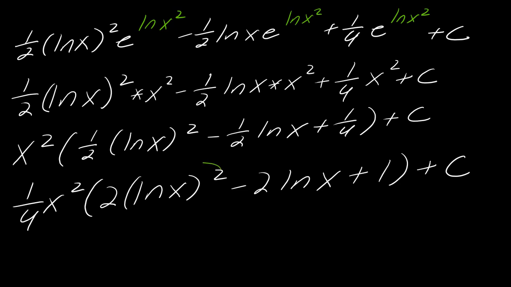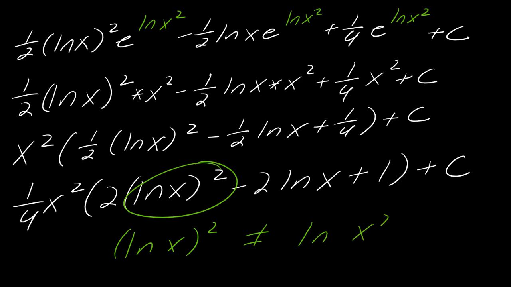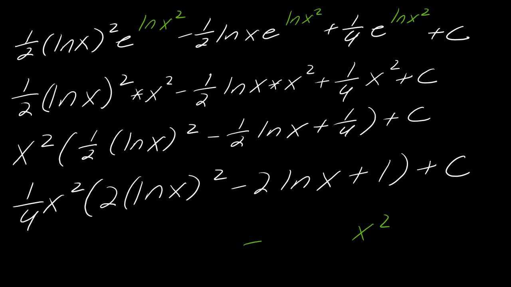Now the last thing I want to state, this right here, natural log of x squared, this is different from the natural log of x squared. So this is squaring an entire natural log versus this is just squaring x squared. So in case you were wondering why I didn't do something with that, that is why. Okay, so that's as far as the answer goes. So that's it for that one.